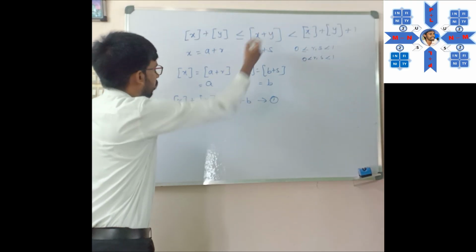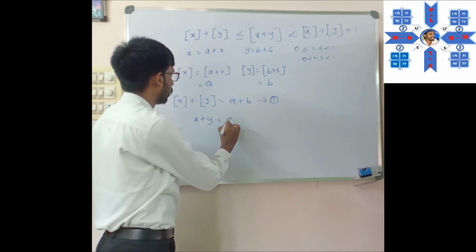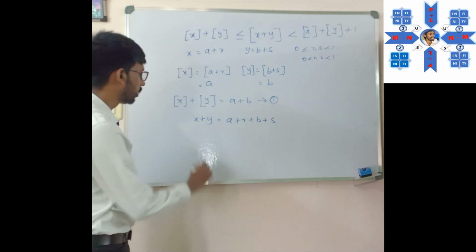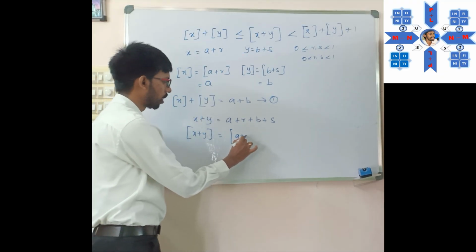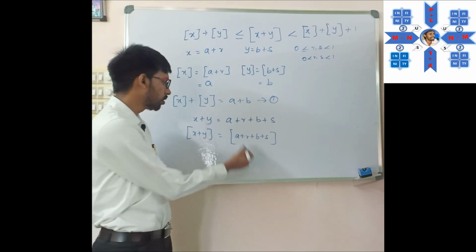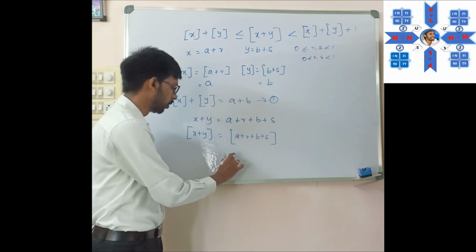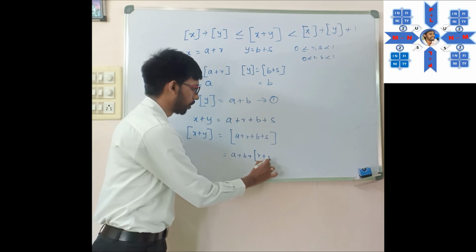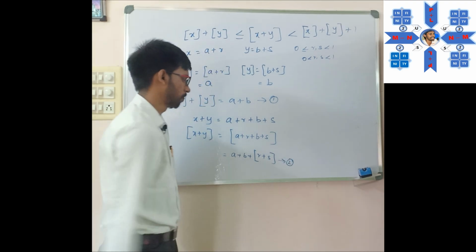Now what I do is, I just add x and y. So adding x and y, I get a plus r plus b plus s. Now I take the integer function. So the integer function of x plus y equals the integer function of a plus r plus b plus s. We discussed already, whenever we identify an integer within the greatest integer function, that can be taken outside. Here a and b are integers, so that can be taken outside. So a plus b plus the integer function of r plus s. So this is our second equation.